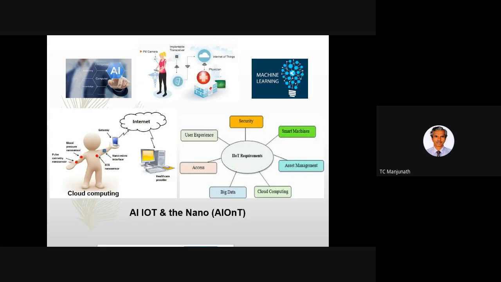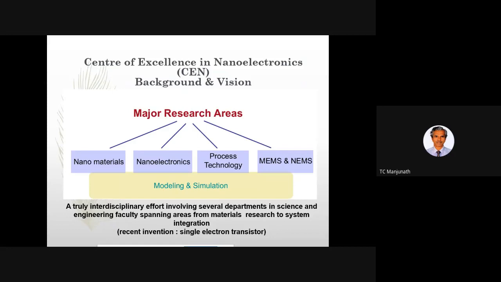And there's a lot of work going on. Centers of Excellence, the Nano Center in Bangalore, in the Institute of Science, nanomaterials. These are major research areas you can take up in the future. And we can go for modeling and simulation, process technology; MEMS is there, NEMS is there. In fact, this is an interdisciplinary effort involving several departments in science and engineering, with faculty spanning areas from material science research to system integration. The recent invention being the single electron transistors.